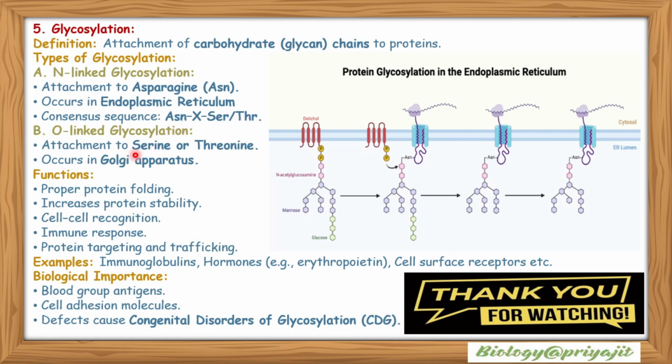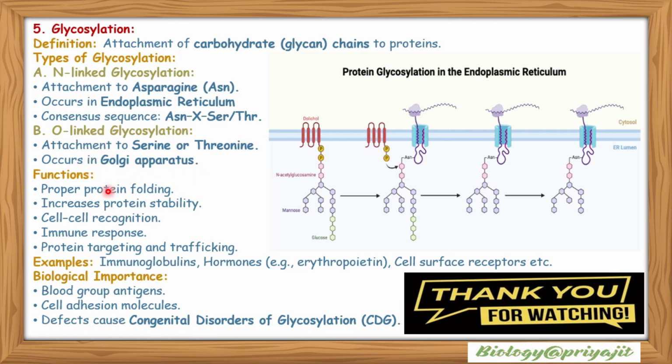O-linked glycosylation, that is attachment to serine and threonine, where a hydroxyl group is present, and the oxygen atom of the hydroxyl group can be glycosylated. It occurs in the Golgi apparatus. So what we found is that N-linked glycosylation occurs in the endoplasmic reticulum and O-linked glycosylation occurs in the Golgi apparatus.